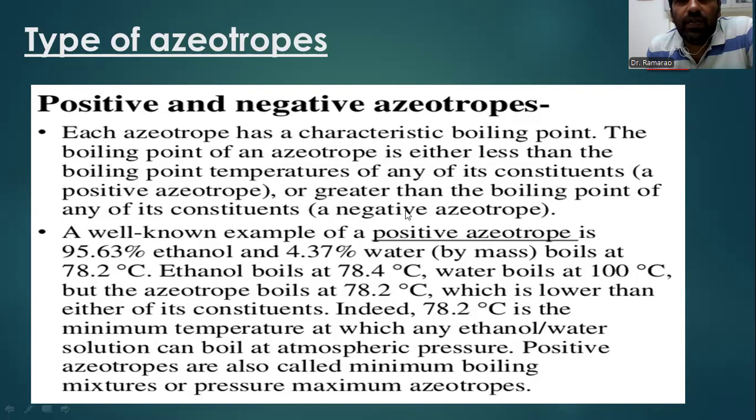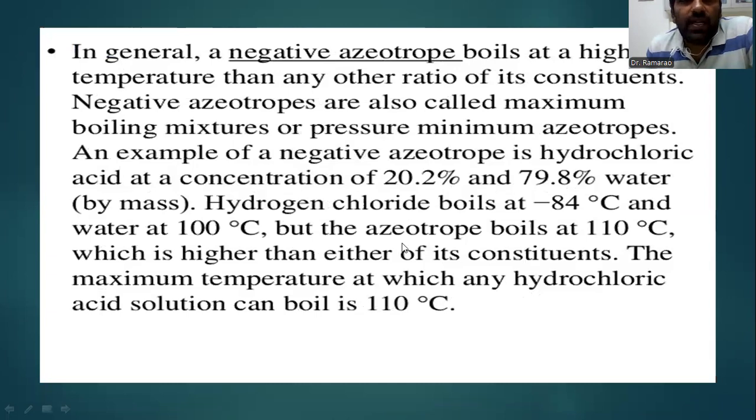In general, negative azeotropes boil at a higher temperature than either of the constituents. Negative azeotropes are called maximum boiling mixtures or pressure minimum azeotropes. Examples of negative azeotropes are hydrochloric acid water systems. HCl boils at -84 and water boils at 100 degrees, but the azeotrope boils at 110, which is higher than either of the constituents. So 110 degrees is the maximum temperature at which a hydrochloric acid solution can boil.